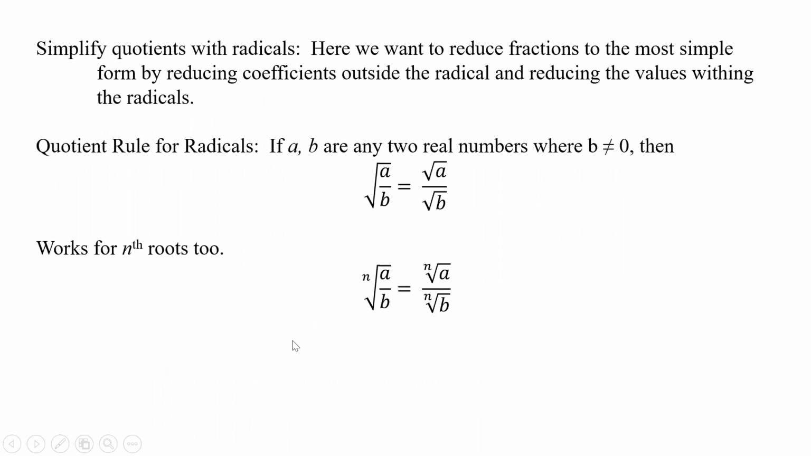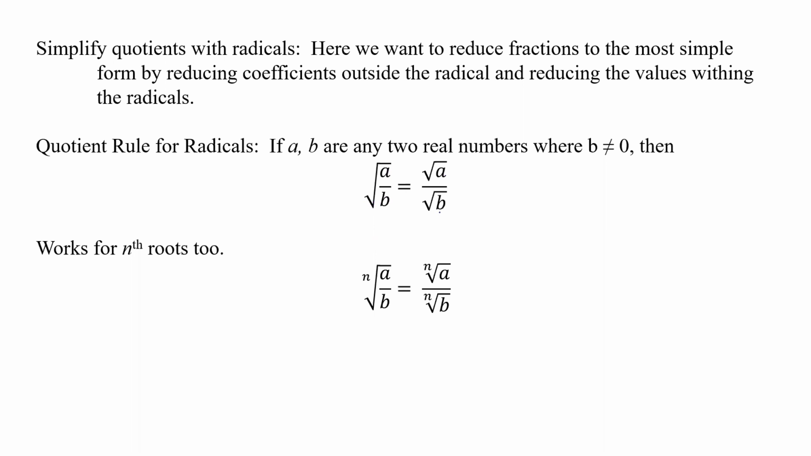Now we can also have quotients when we have radicals. Here we want to reduce the fractions to the simplest form by reducing coefficients outside the radical and reducing the values within the radicals themselves. For the quotient rule, if a and b are any two real numbers, and b, notice, cannot be equal to 0 because we cannot divide by 0, then the square root of a over b is equal to the square root of a divided by the square root of b.